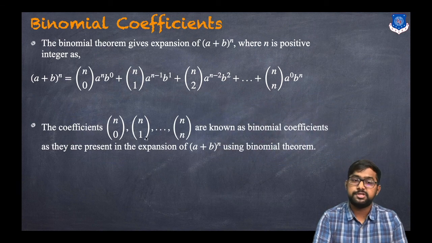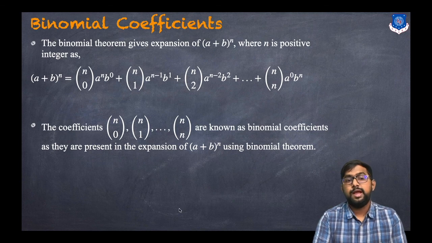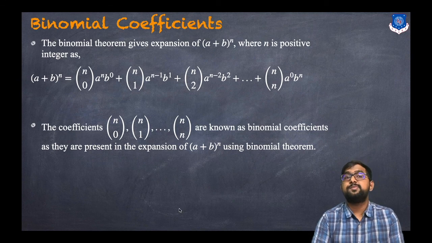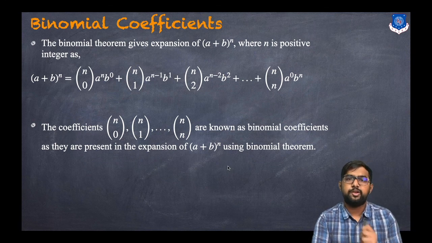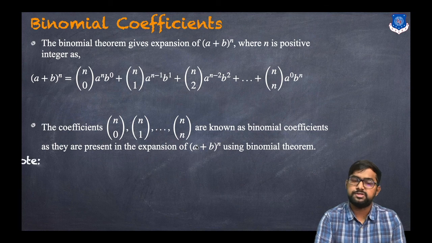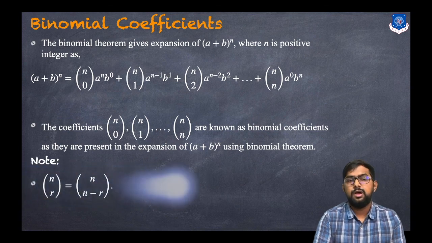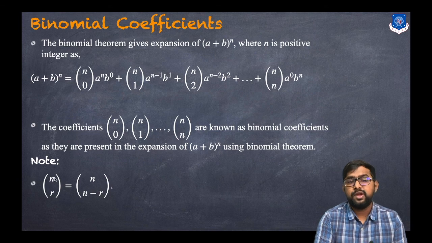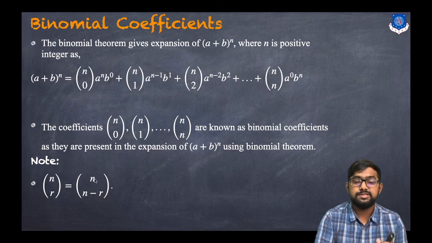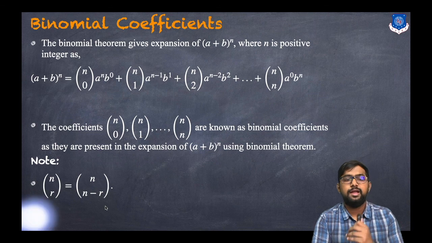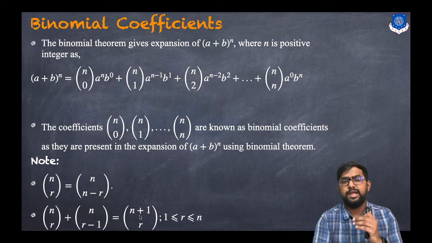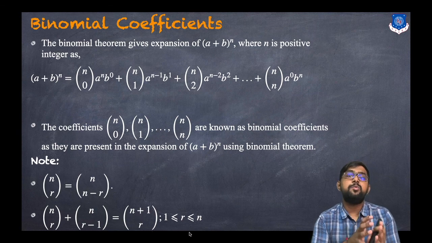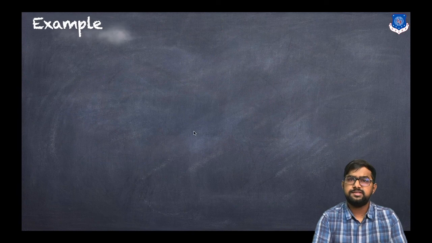These coefficients, nC0, nC1, up to nCn, are known as binomial coefficients. Why? Because they are present in the binomial expansion of (a plus b) raised to n using the binomial theorem. So these are the binomial coefficients. Note, we will use this: nCr is the same as nC(n minus r), and the second result is nCr plus nC(r minus 1) equals (n plus 1)Cr, where r is between 1 and n. Let us discuss an example.